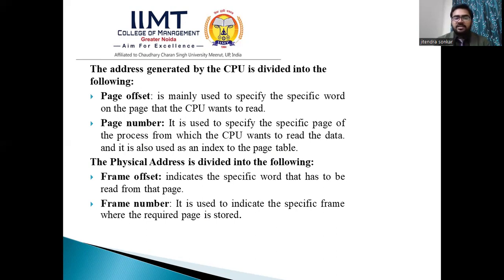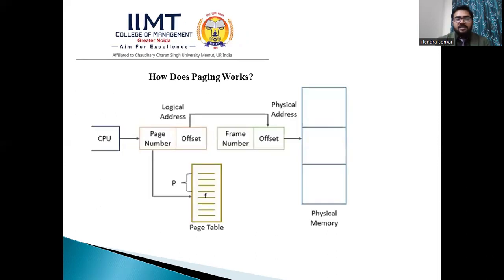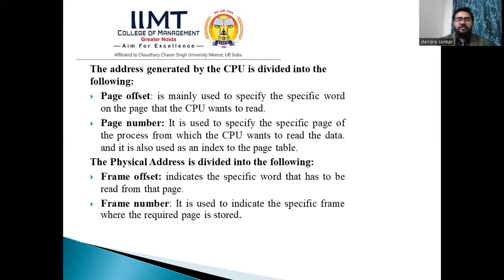The physical address is divided into the following: frame number and frame offset. We can see in this figure that the physical address is divided into two parts, frame number and frame offset. So what is frame number and what is frame offset? The frame offset indicates the specific word that has to be read from the page. And the frame number is used to indicate the specific frame where the required page is stored.